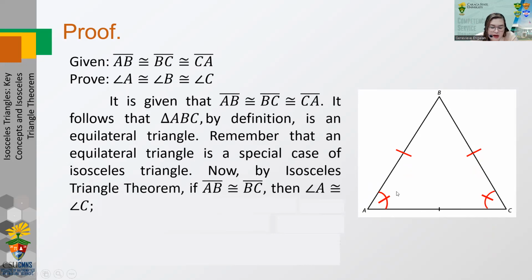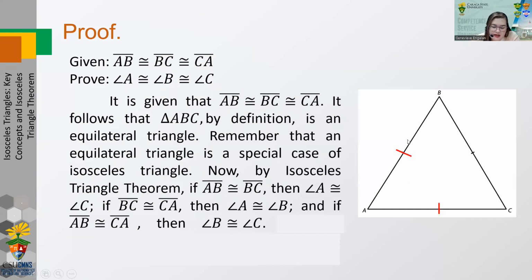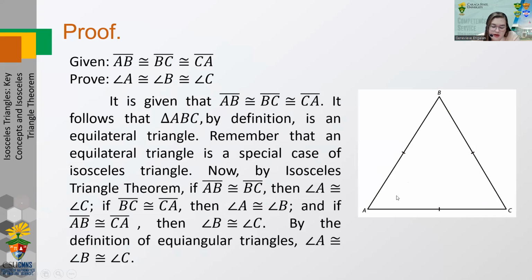Di ba? So by the same isosceles triangle theorem, kini sila nga opposite sides, ang opposite angles ani nga sides are also congruent. So angle A is congruent to angle B. And so kana na pud silang duha are congruent. So by definition, angle A is congruent to angle B and angle B is congruent to angle C.